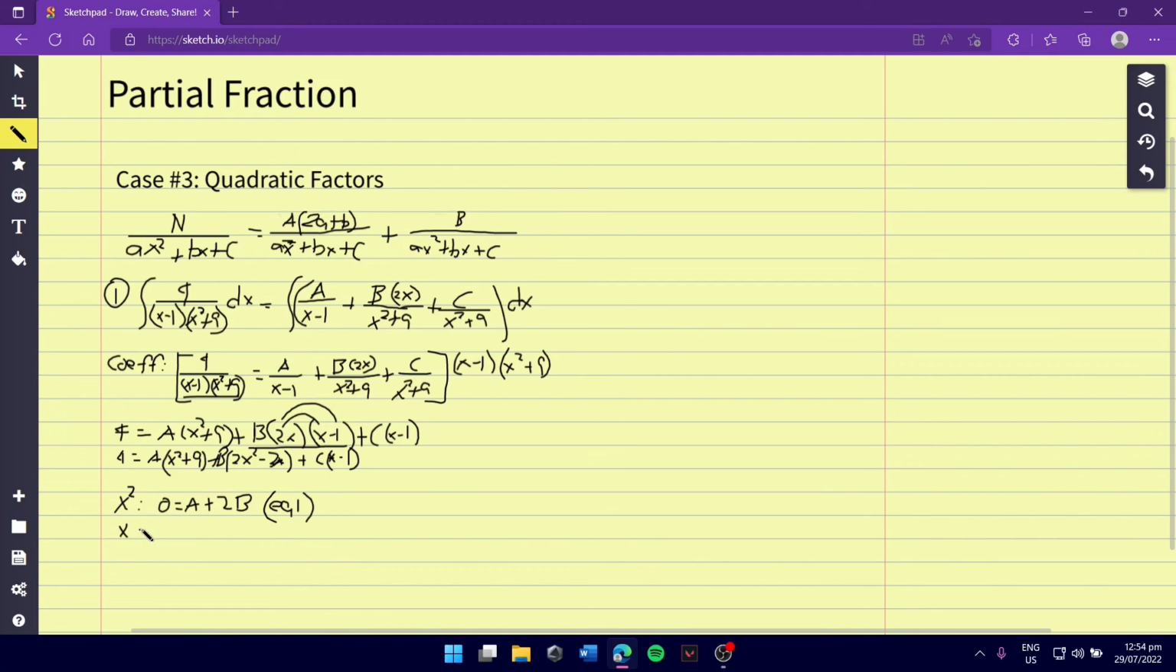So we'll find how many x are there in the equation. On the left side, we have 0. Then the right side, we have negative 2B plus C, one x in the negative 2 and one x in the C, which is positive x. Okay, so next, we'll find for the x raised to 0, or the constants. We call this the constants.